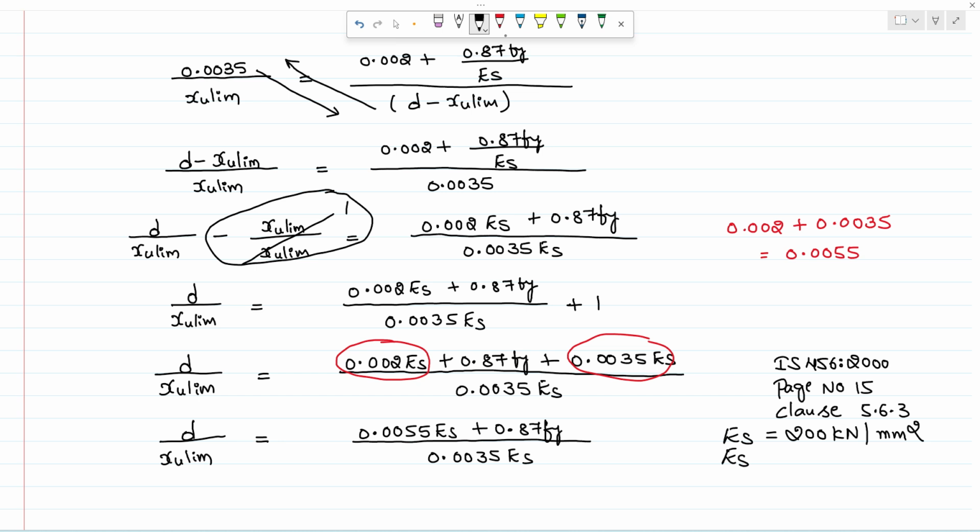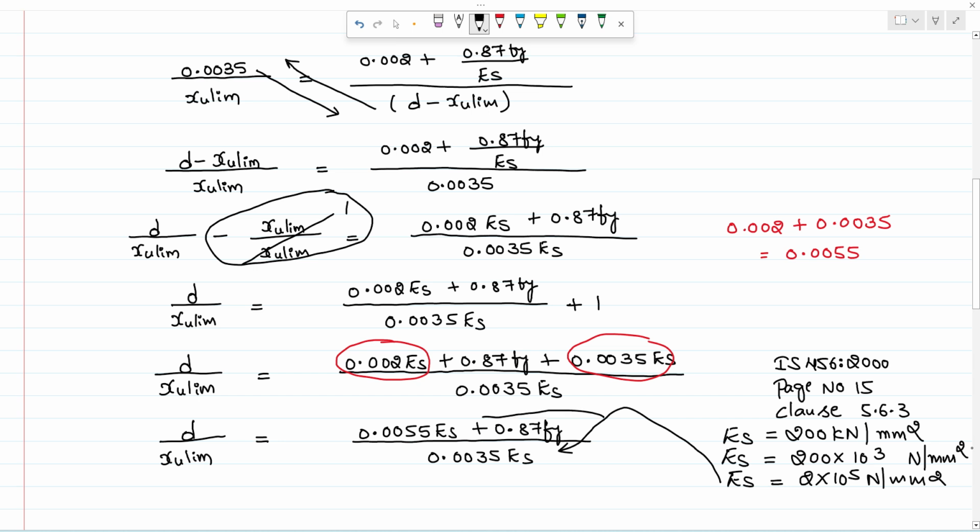So Young's modulus of steel, which is equal to, so I will convert this kilonewton per mm square to Newton per mm square. So 200 into 10 power 3. So it can also be written as Young's modulus of steel, 2 into 10 power 5 Newton per millimeter square. So I will substitute Young's modulus of steel in the above equation.